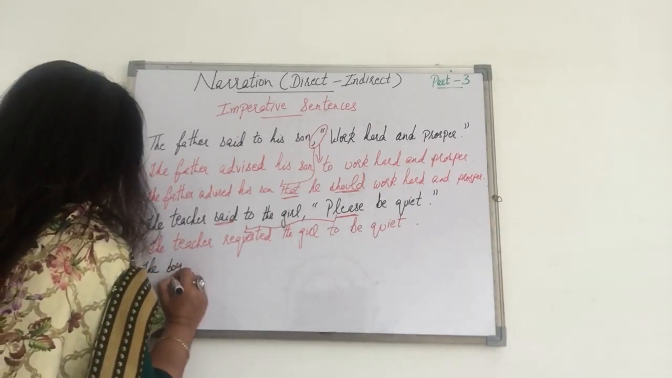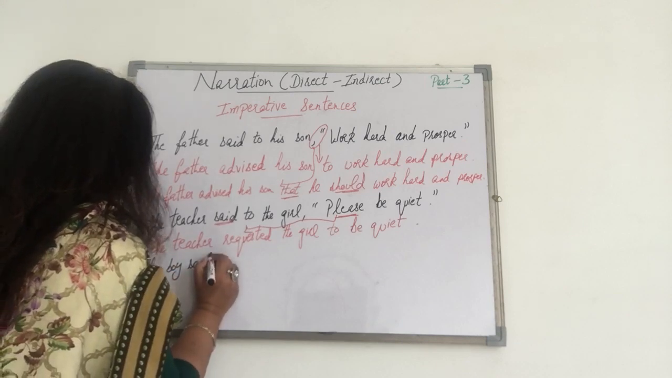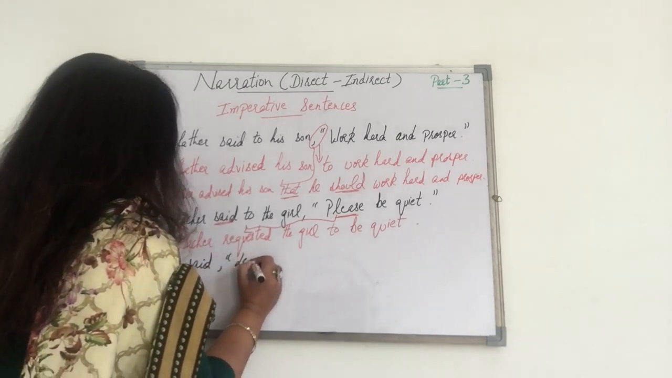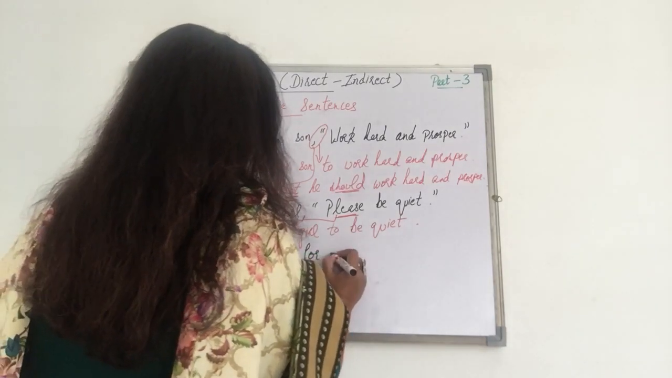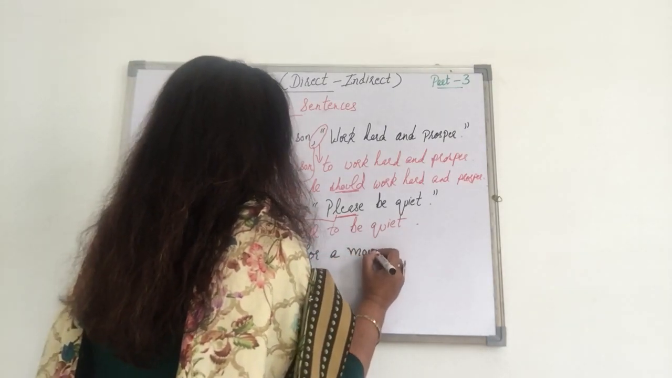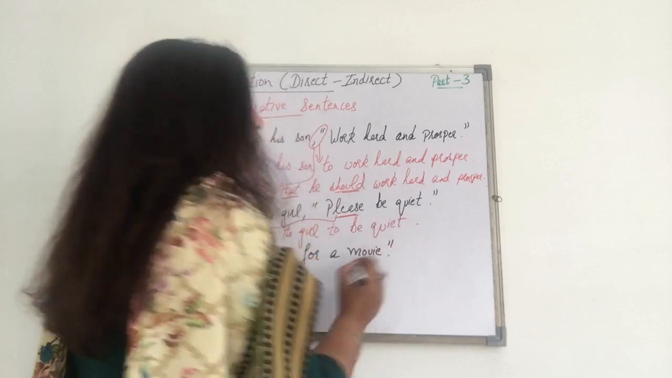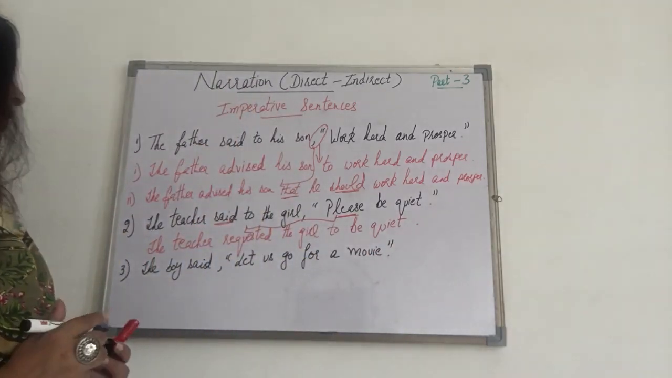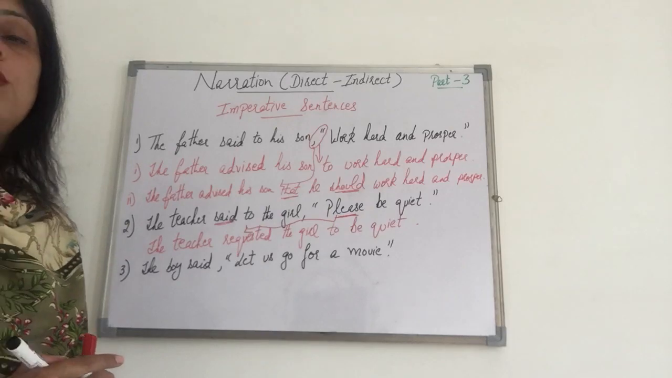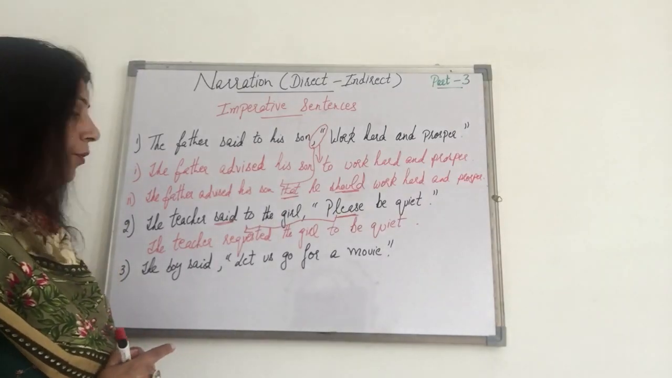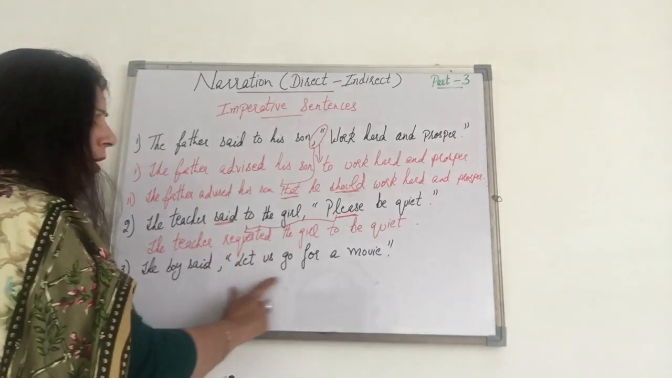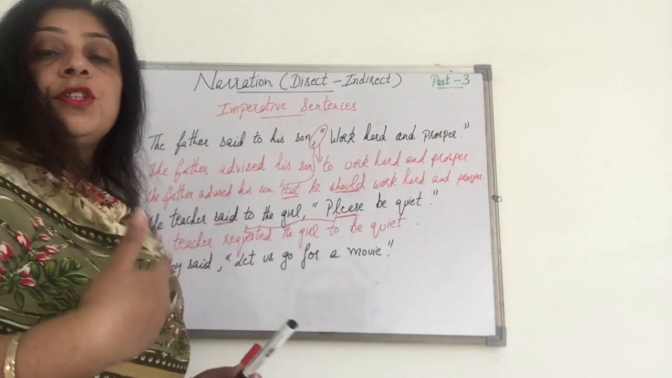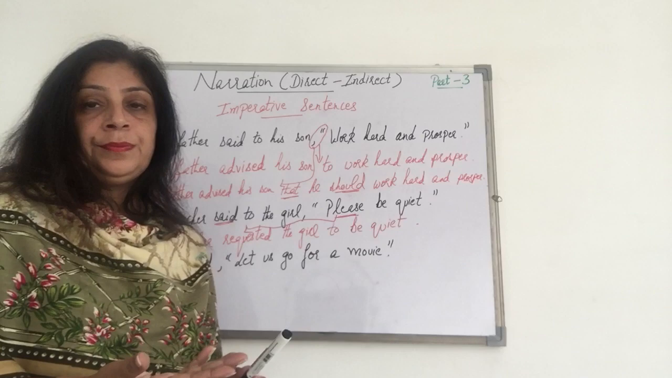The boy said, let us go for a movie. Supposing there is a sentence, the boy said, let us go for a movie. How to do it? Now see, the boy is saying something, but it is not an advice. What is the difference between advice and suggestion?